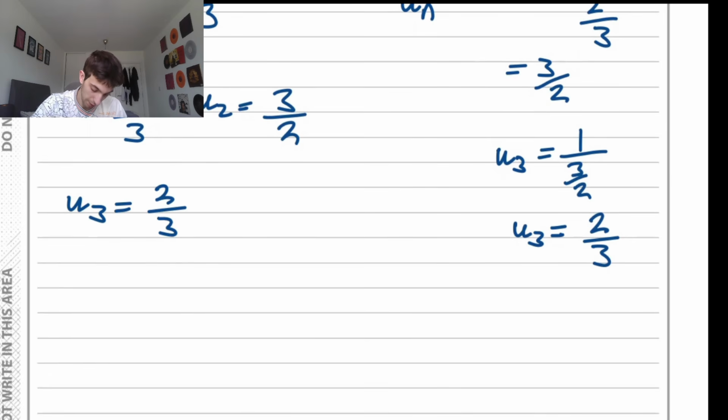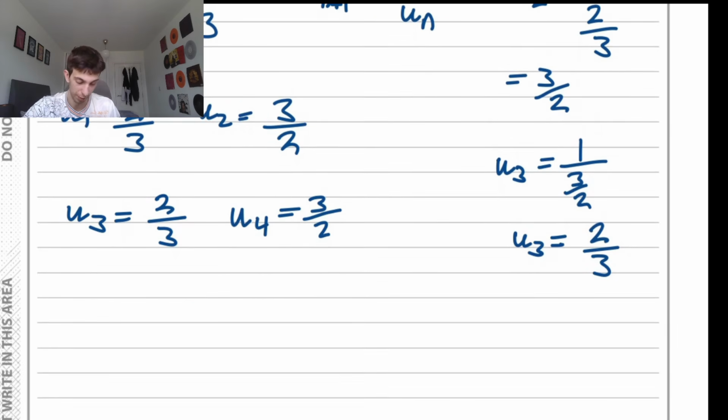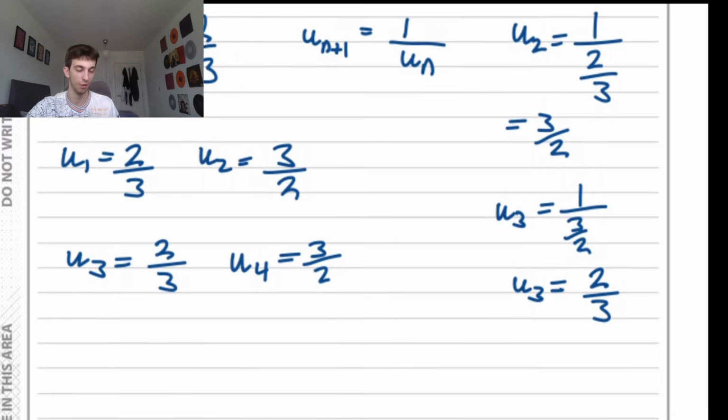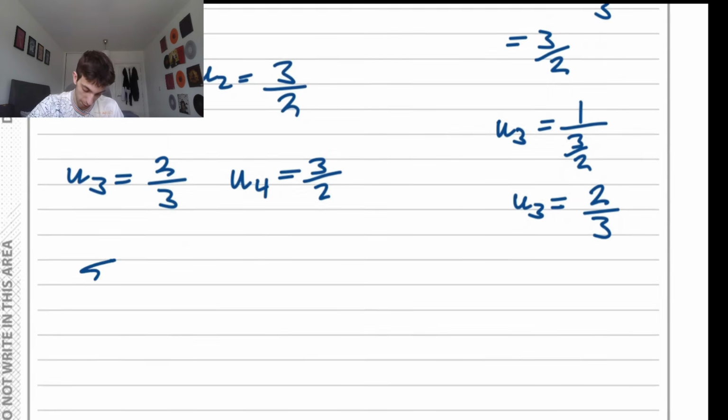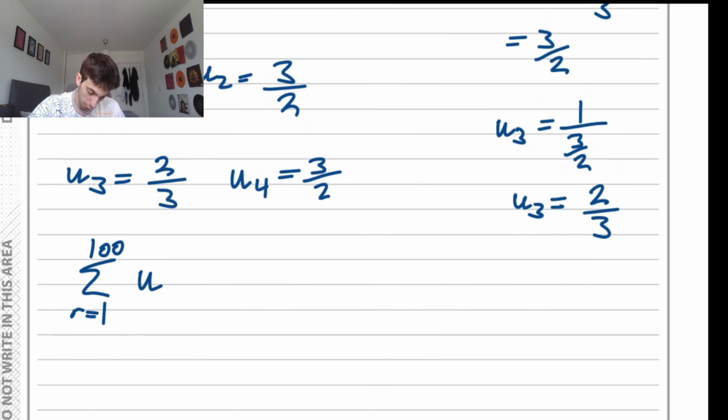So we have 2/3, therefore u4 will be 1 over u3, which will be 3 over 2. So we can actually see for all of our odd u's, so u1, u3, u5, we're going to get 2/3, and then for all of our even u's, so second term, fourth term, sixth term, we're going to get 3 over 2.